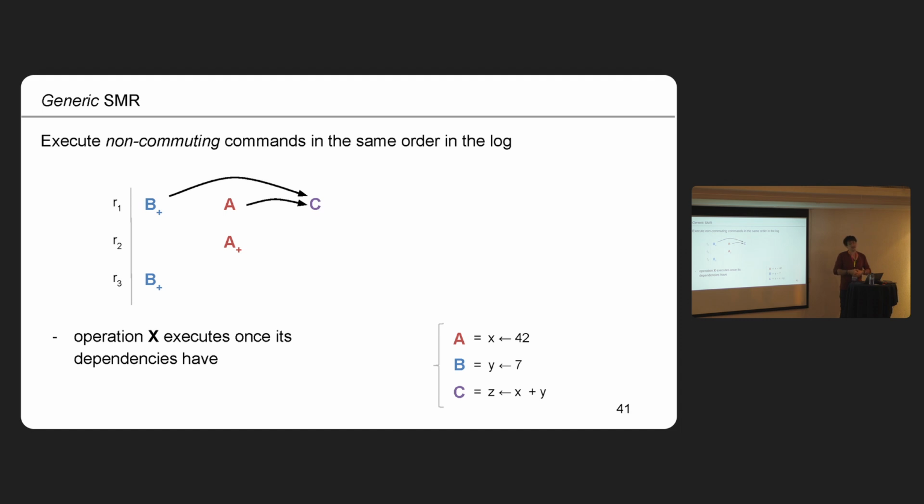In the extreme case, everything is commuting, and in that case, you don't need to compute any order between the commands, and it boosts performance a lot. But in general, when you look at the application, you need to ensure the ordering for some of the data items that are being replicated.